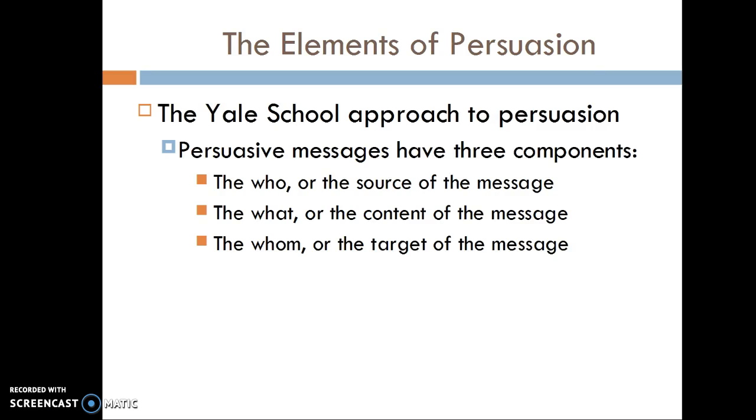The elements of a persuasive attempt are the source of the message, or the who, the content of the message, or the what, and the audience of the message, or the whom. So we'll be talking about each of these. We'll be talking about source characteristics, message characteristics, and audience characteristics.